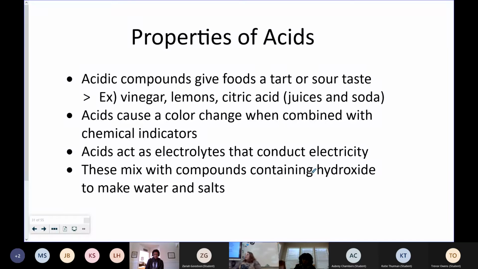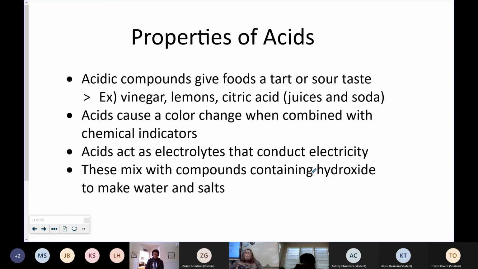All right, one thing that we're going to look at more this unit as well is properties of acids and bases. So this may be something completely new for you guys. You may have dealt with acids and bases a little bit in middle school, but it's been a while, no matter when you dealt with them. Acidic compounds give food a tart or sour taste. So think of something with vinegar, lemons, or citric acid, like juices and sodas. Sometimes it has that tart or sourness to it. Makes you scrunch up your face a little bit whenever you eat it.